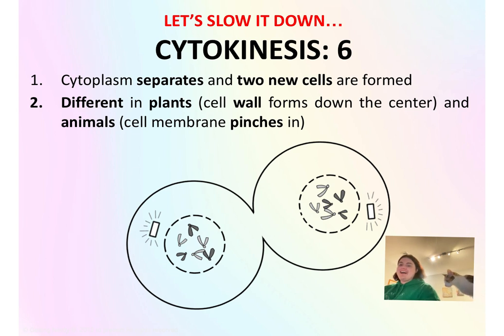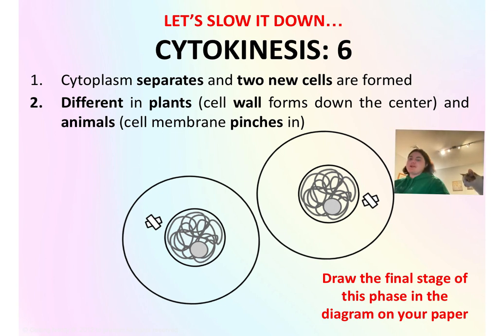God. So the cell membrane pinches in, and here 2 new cells are formed. So make sure that you draw this final stage in the diagram, and we can notice that at the end of cytokinesis, we have chromatin instead of chromosomes, because the structure changes back into threads instead of the X shape for a chromosome.